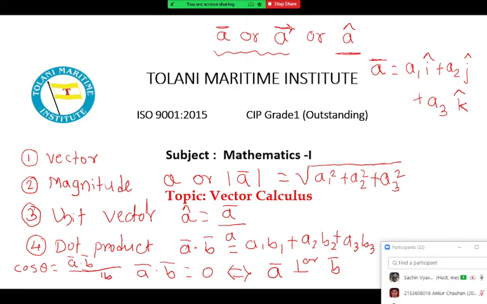And the last one, the projection. Projection of A bar on B bar. What is the formula for projection? A dot B by magnitude of B. Yes, correct. A dot B upon B. That is about the important properties of the dot product.